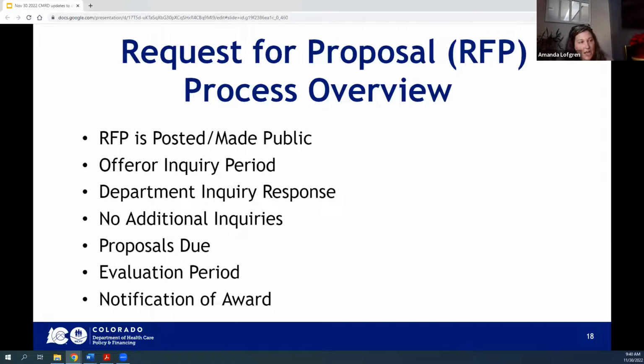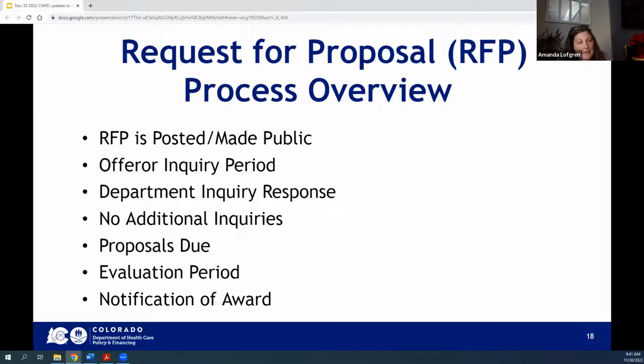Our state procurement law prohibits the department from releasing any specific details that will be contained in the RFP, as it would be considered giving a potential offeror an unfair advantage to have information that is not available to the public at large. We are required to have the RFP posted no later than December 31st of 2022. And so that is just a few short weeks away. And so we are working fast and furiously to have that happen.